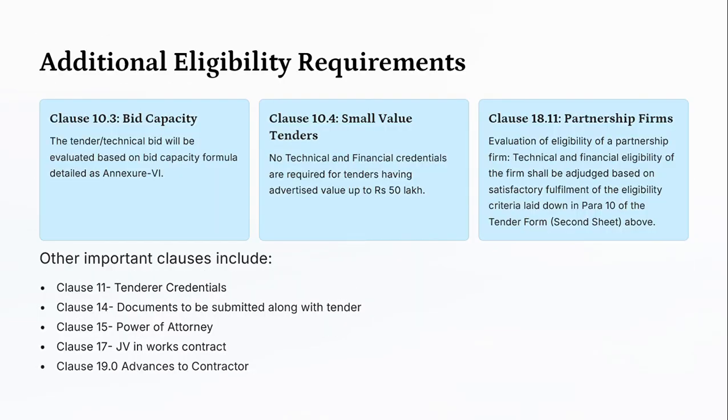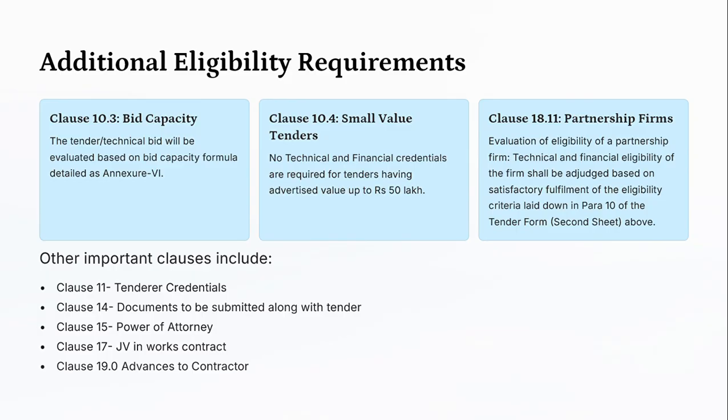Additional eligibility requirements. Clause 10.3, Bid capacity. The tenderer's technical bid will be evaluated based on the bid capacity formula, details in Annexure 6. Small value tenders: no technical and financial credentials are required for tenders having advertised value up to rupees 50 lakh. 18.1 Partnership firms. Evaluation of eligibility of a partnership firm: technical and financial eligibility of the firm shall be adjudged based on satisfactory fulfillment of the eligibility criteria laid down in para 10 of the tender form, as above.